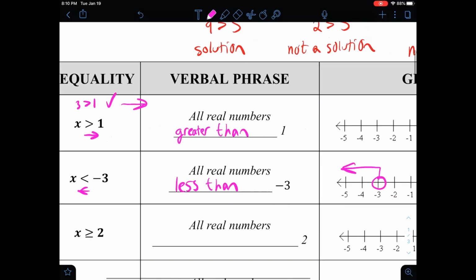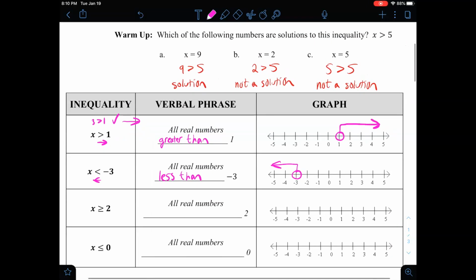There's one other thing that I usually tell people. I'm trying to remember what it was. It'll come back to me. I'll remember it during class probably.